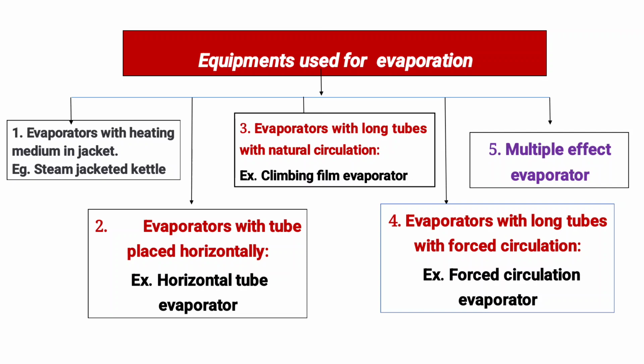Equipment used for evaporation: evaporator with heating medium in jacket, steam jacketed kettle; evaporator with tubes placed horizontally, horizontal tube evaporator; evaporator with long tube with natural circulation, climbing film evaporator, and multiple effect evaporator; evaporator with long tube with forced circulation. These are the equipment used for evaporation.